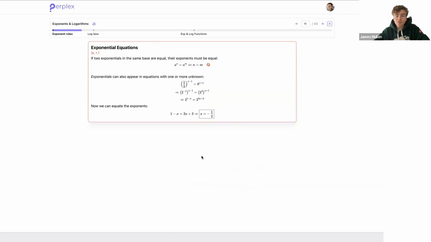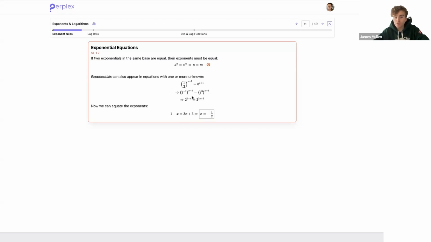Now, exponentials can also appear in equations with one or more unknowns. So for example, I could have the equation 1 over 2, all to the power of x minus 1, is equal to 8 to the power of x plus 1. And what I would do here is rewrite 1 over 2 as 2 to the minus 1, and putting that to the power of x minus 1, I can equate to the other side 2 to the power of 3, to the power of x plus 1.